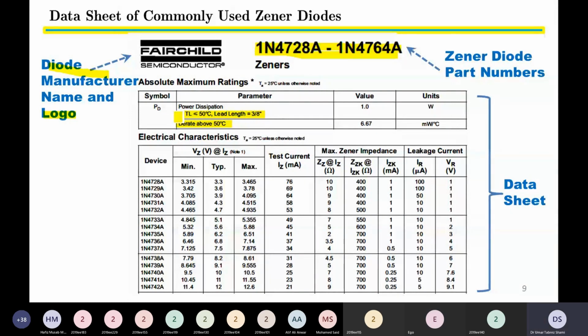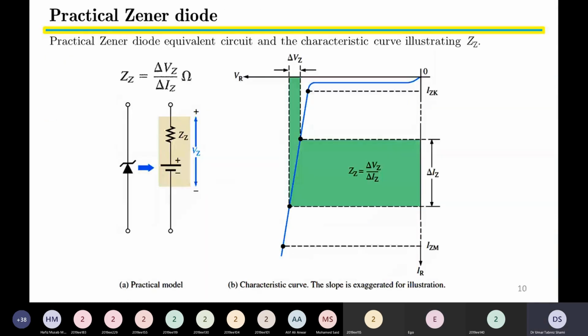Okay. So now we want to discuss the practical diode, its equivalent circuit, and the term dynamic resistance. What is the practical diode and what is the term dynamic resistance? The practical diode always has the voltage drop of the Zener diode plus the dynamic resistance ZZ, as shown in this VI characteristic. We want to see what ZZ, the dynamic resistance, is.